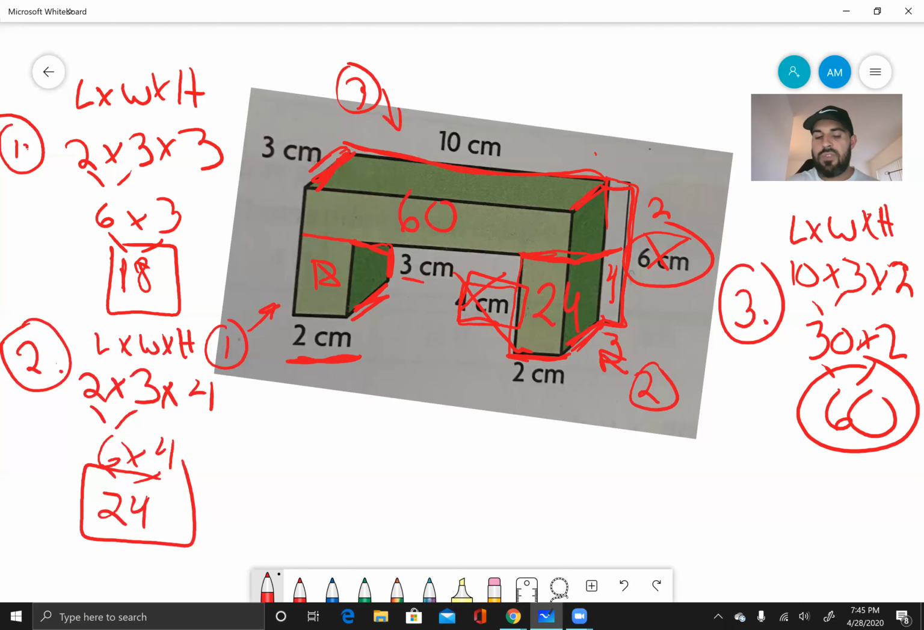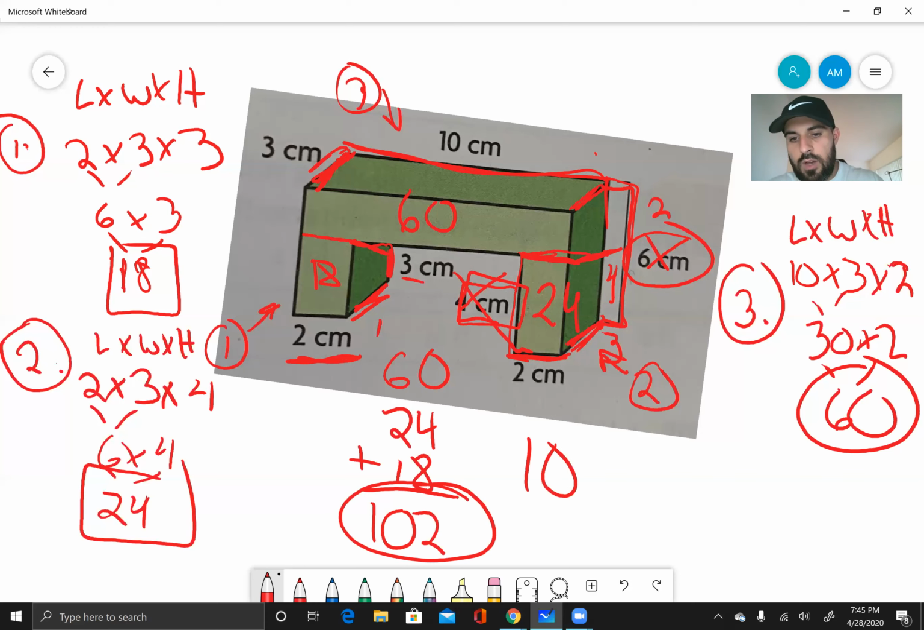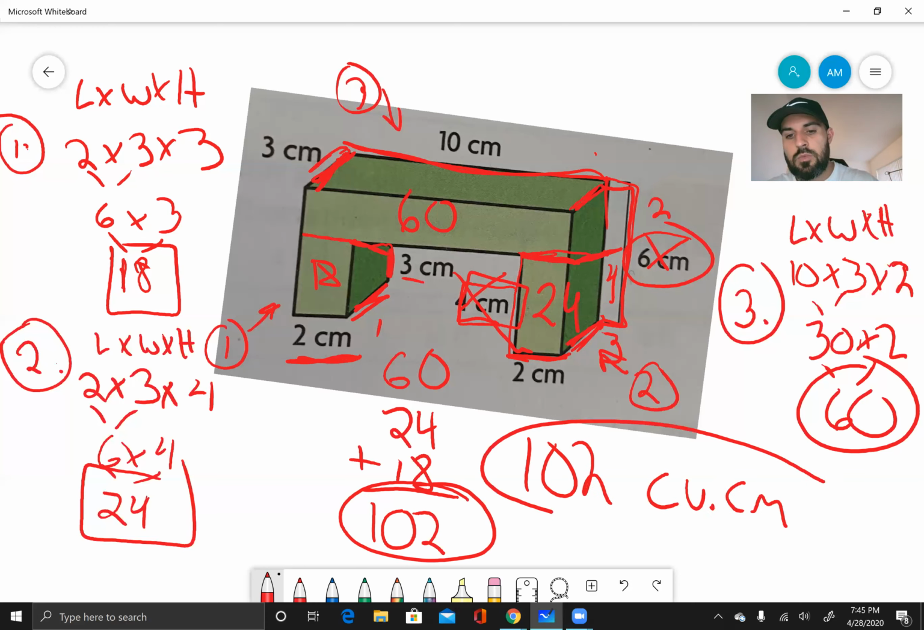Now, last but not least, to finish this off, let's add up the volumes of the 3 figures we created to get the overall volume of this irregular figure. 0 plus 4 is 4, plus 8 is 12, regroup, 1 plus 6 is 7, plus 2 is 9, plus 1 is 10. So I have a total of 102 cubic centimeters, which would be my total volume. And I'm done. All right.